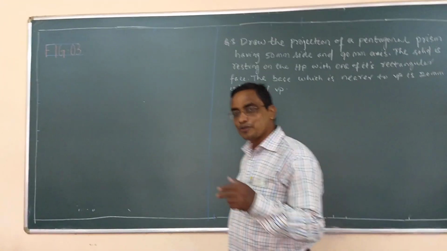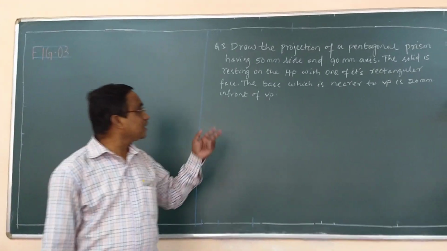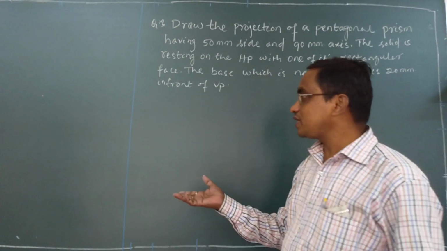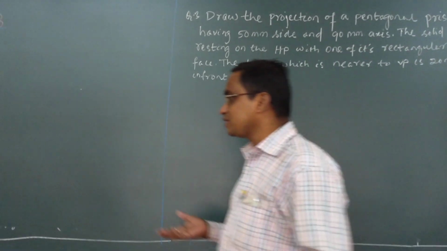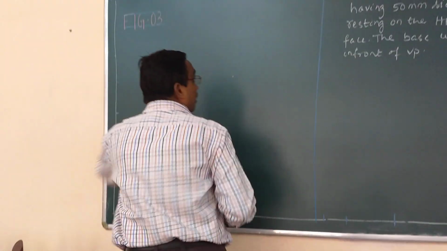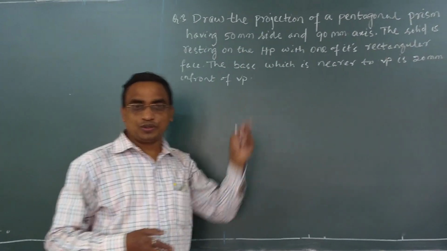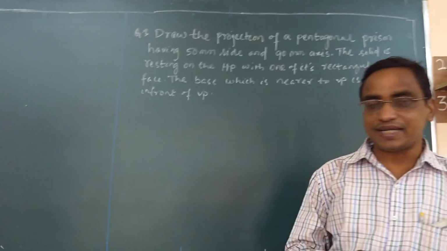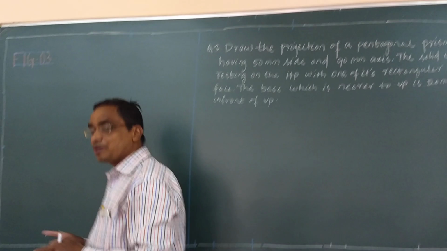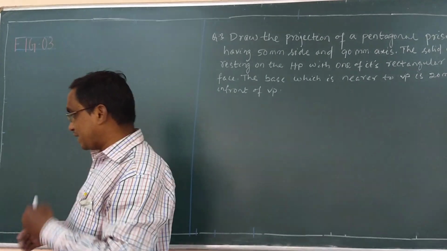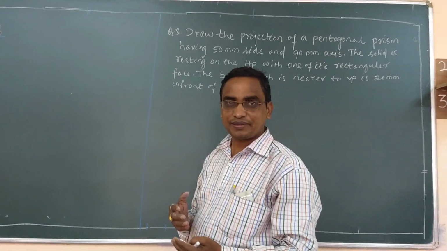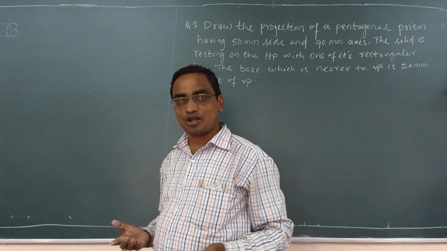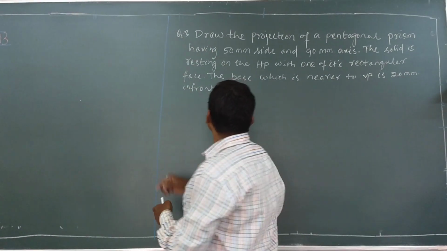We will solve two types of problem. In figure number 3, we will solve the pyramidal type of solid. In figure number 4, we will solve one type of solid, that is the solids of revolution type. That is the second type. First one is polyhedra type. It may be prism, it may be pyramid. In the second one, it may be cone, it may be cylinder. We will solve question number 3.